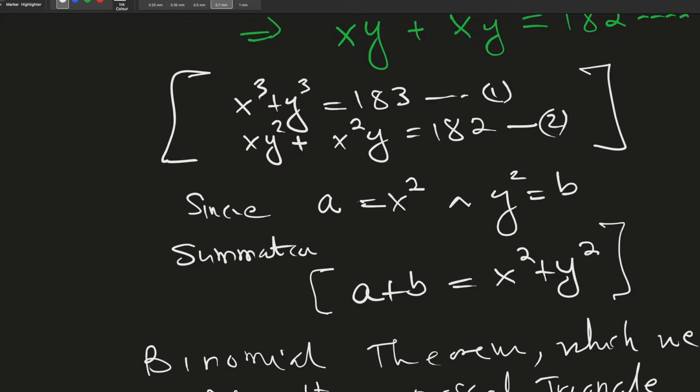So now let's look at this. Look at it, friends. Look at the first equation, which is x cubed plus y cubed, which is equal to 183. Now let's look at it. If we look at this one, that says x cubed.